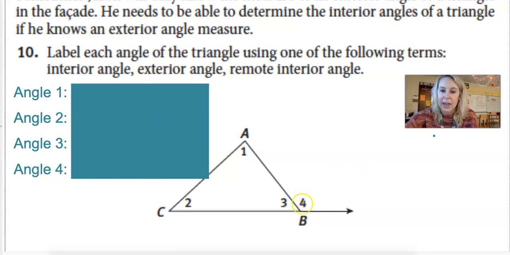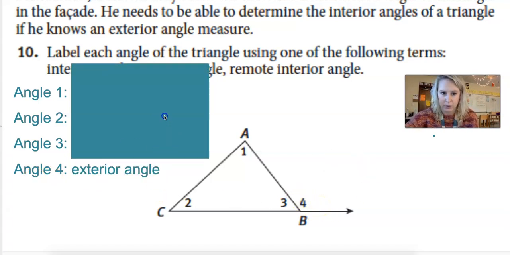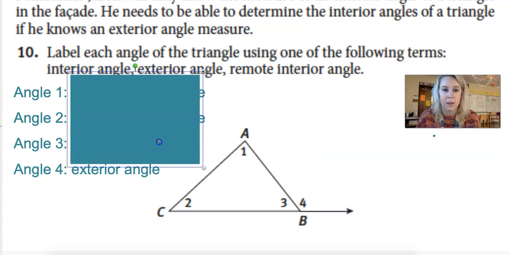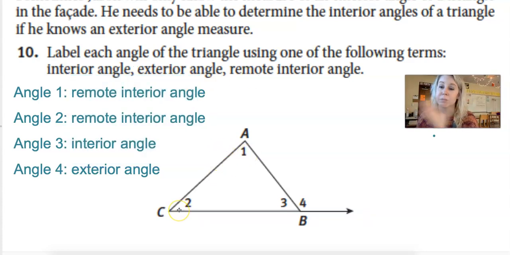I'm going to start off with angle 4. Angle 4 is on the outside, hence an exterior angle. If you want to write the word exterior here or to the side, it doesn't matter. My interior angles are on the inside, so it's either 1, 2, or 3. But there is something called a remote interior, which is not adjacent to the exterior. So 1 and 2 are remote. They are so far away from this exterior angle, so they're called remote interior angles. Angle 3 is called an interior angle because it's adjacent to the exterior angle. It's close. So you'll always have two remote interiors, the ones furthest away, and an interior which is touching the exterior.